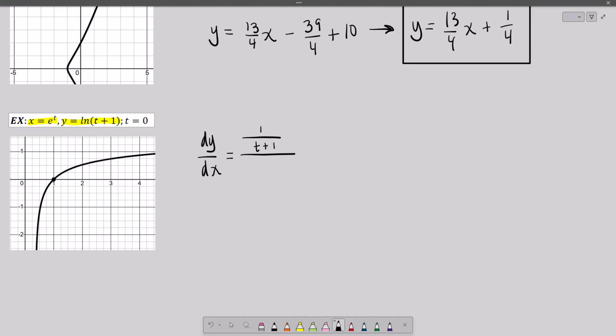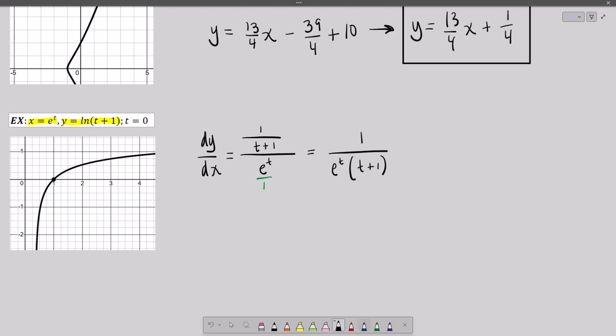And then we divide by the derivative of the x equation, derivative of e to the x, e to the x, or e to the t, the letter is t. And if we simplify this, we'd have 1 divided by e to the t multiplied by (t + 1). You can treat this e to the t as e to the t over 1 and multiply by the reciprocal.